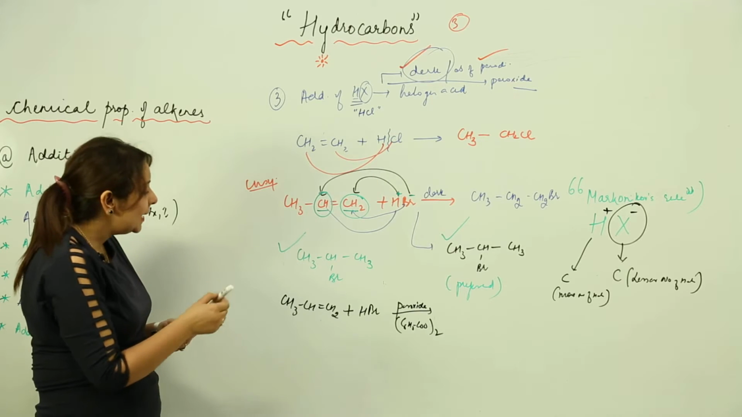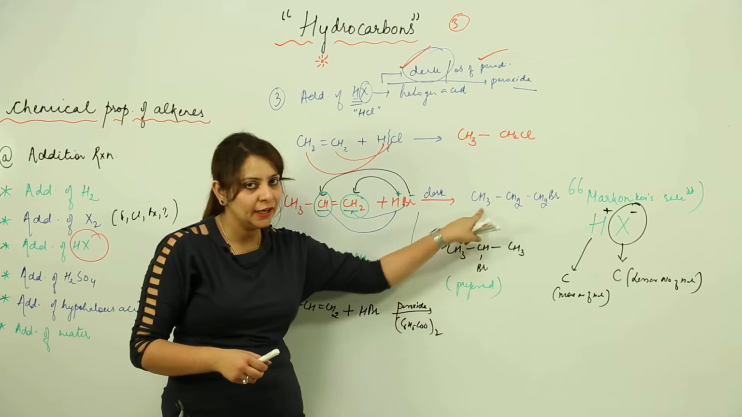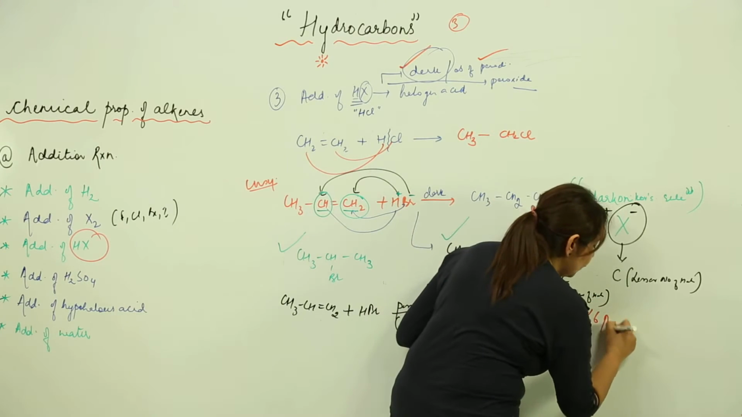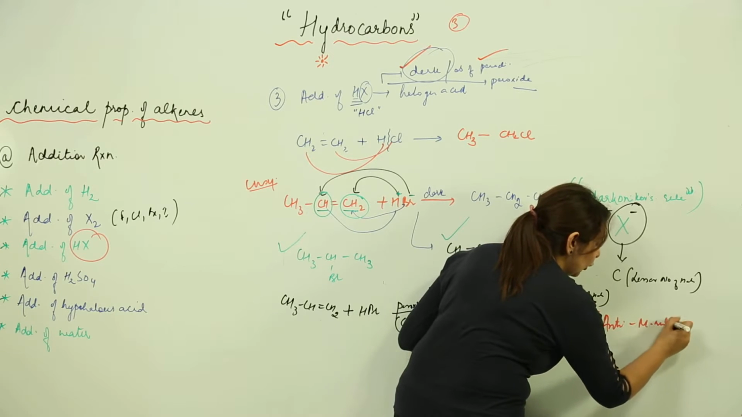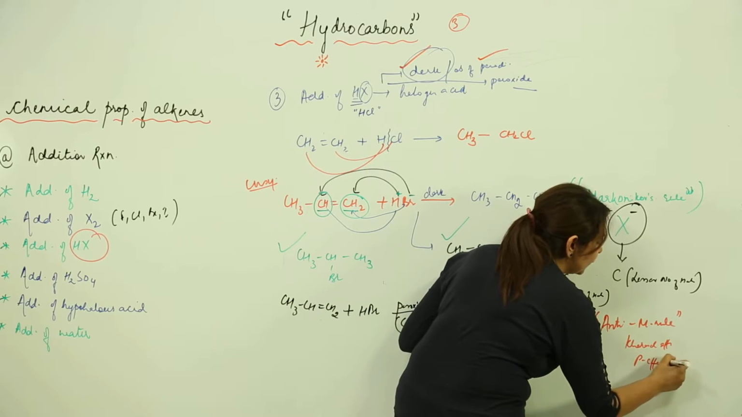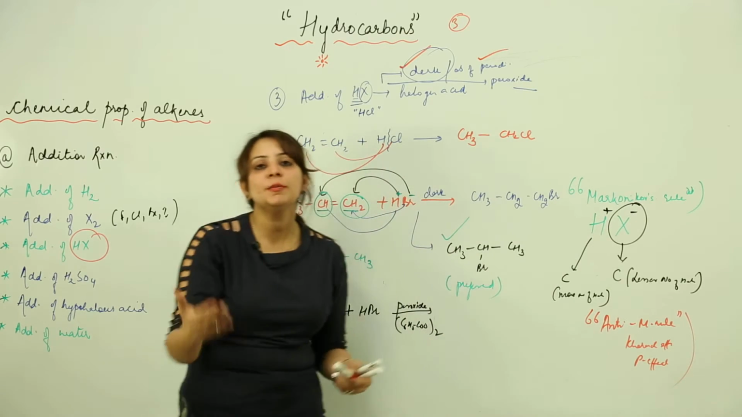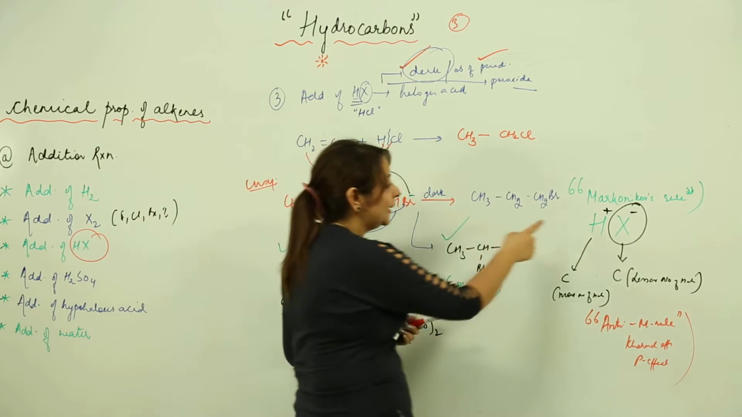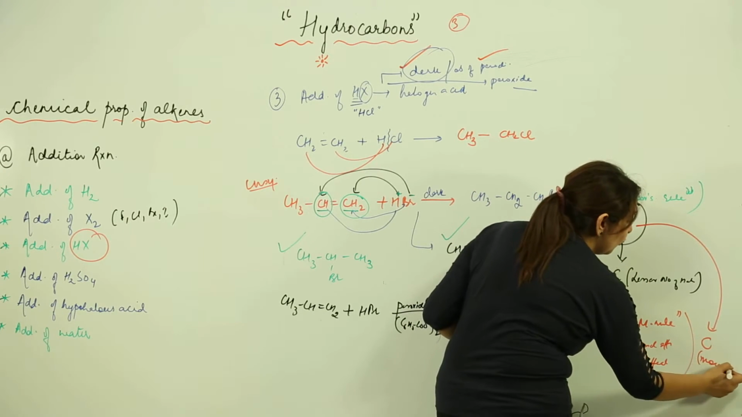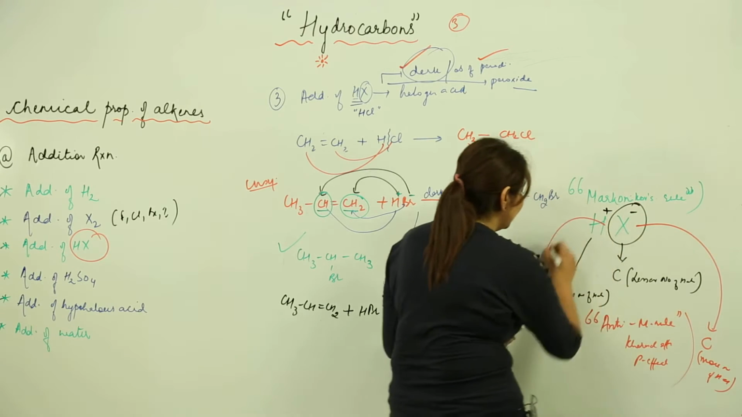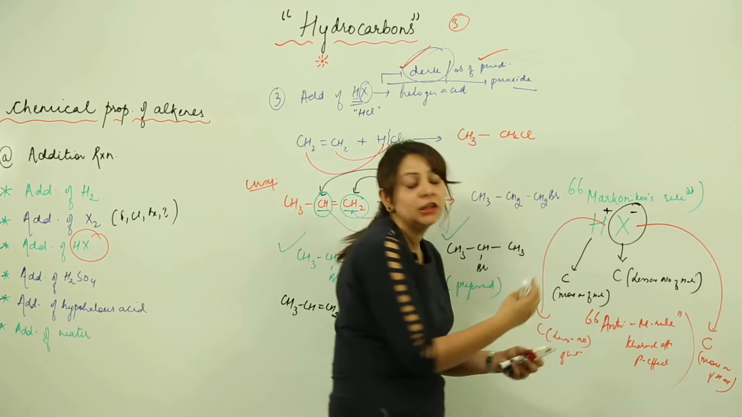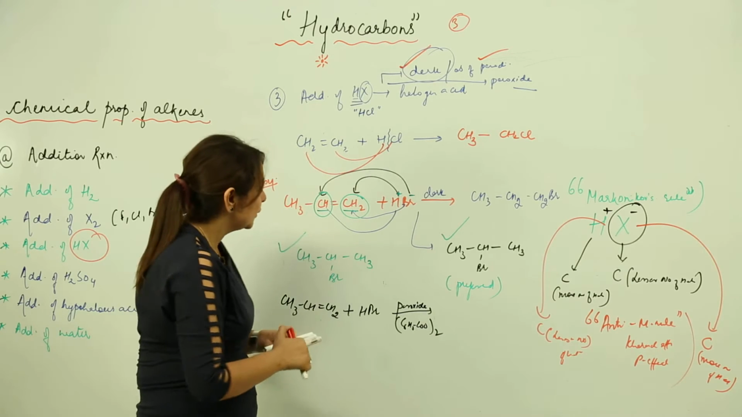So what happens? Again in this case, the addition can occur in both ways. But this time, the rule we follow is the anti-Markovnikov rule, also called the Kharasch effect, also called the peroxide effect. Either of the names you can use. So it is actually anti to Markovnikov's rule. That means according to this, the negative part is going to attach to the carbon atom which carries more hydrogen atoms, and the hydrogen is going to attach to the carbon atom which carries fewer hydrogen atoms. That means Markovnikov's rule actually gets reversed, right? So this is what is going to happen here.